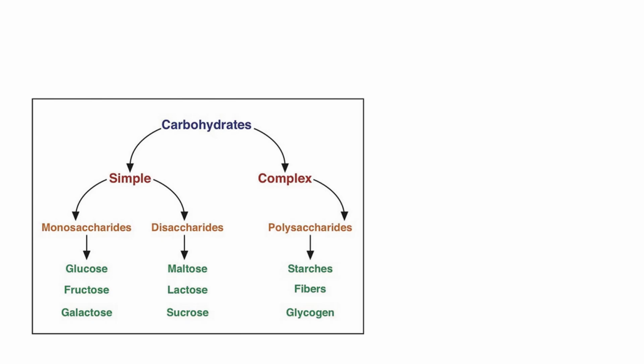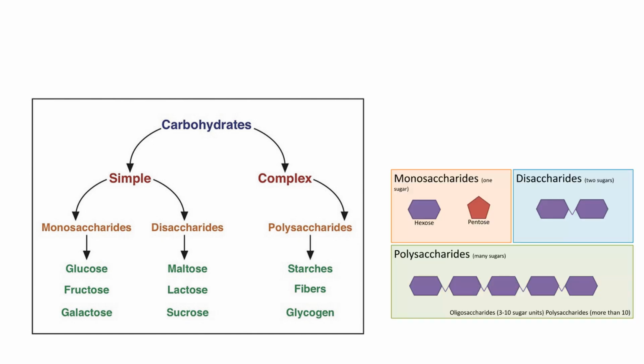This diagram shows how carbohydrates are classified into complex and simple forms of carbohydrates. Monosaccharides and disaccharides are simple carbohydrates, while polysaccharides are complex carbohydrates.